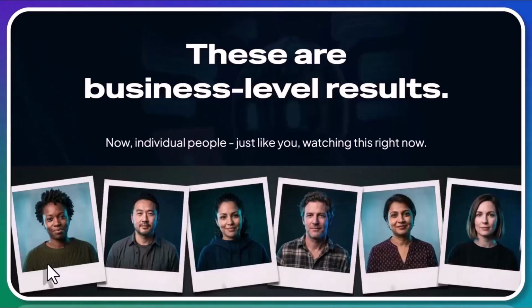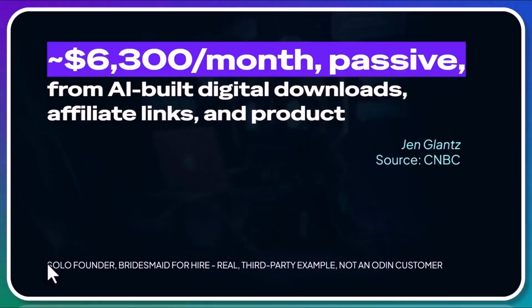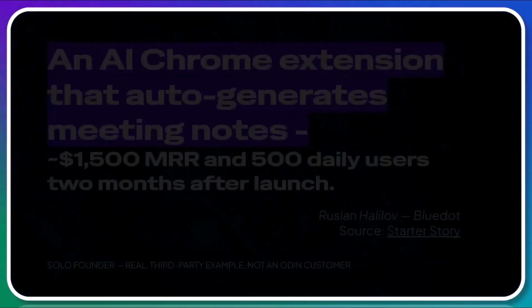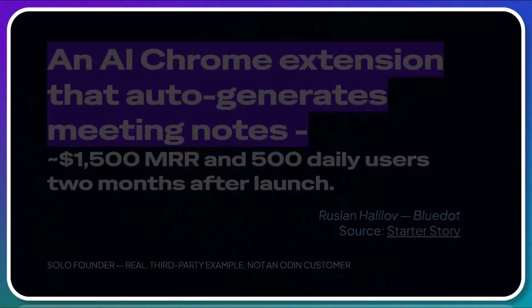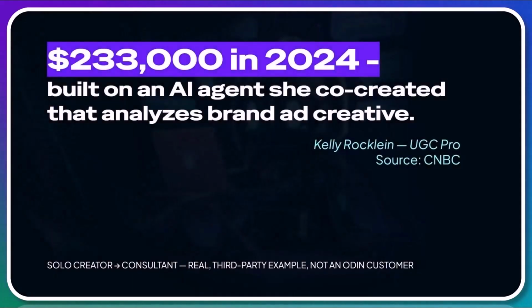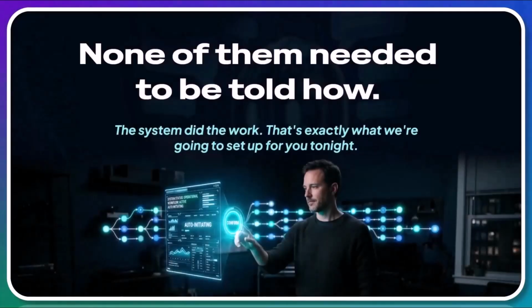Individuals that are getting business level results with just agents doing the work for them, right? Jim Glantz is another one, solo founder who basically makes $6,300 a month doing this. Then there's another AI Chrome extension that auto-generates meeting notes. That's making $1,500 a month in recurring revenue. You've got another person in 2024, they made $233,000, built on an AI agent that this person, Kelly, co-created, that analyzes brand ad creatives. And look, none of them needs to be told how. In each of these cases, the system does the entire work. That's exactly what you're going to be able to set up today.